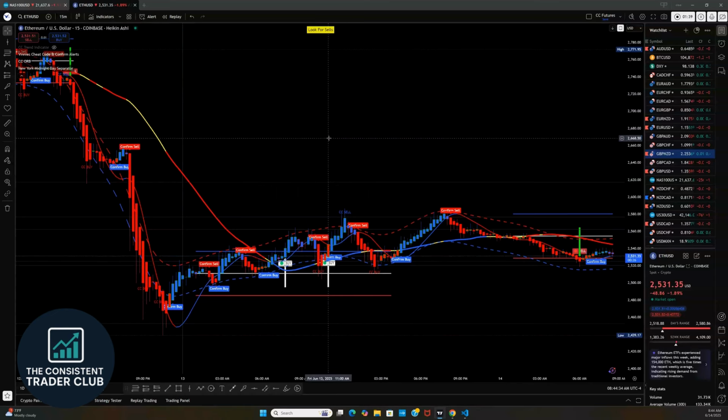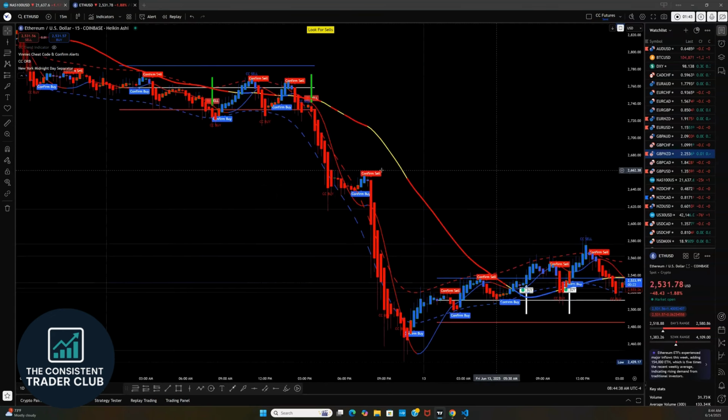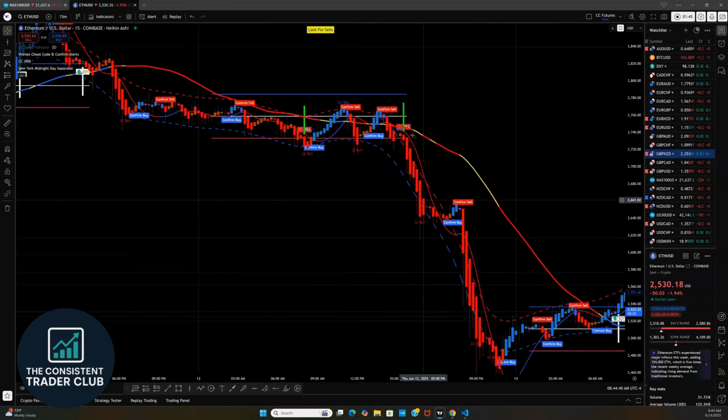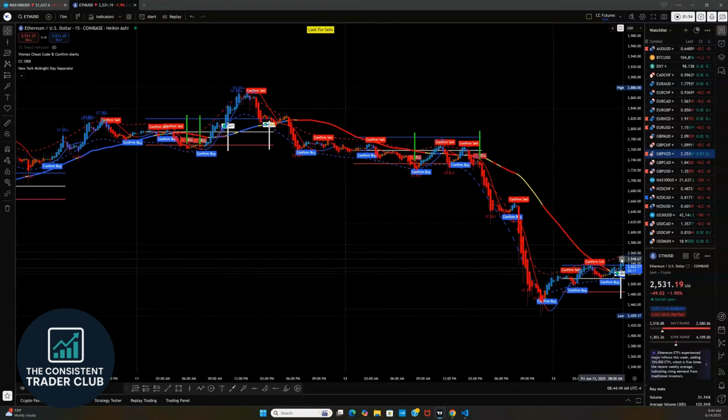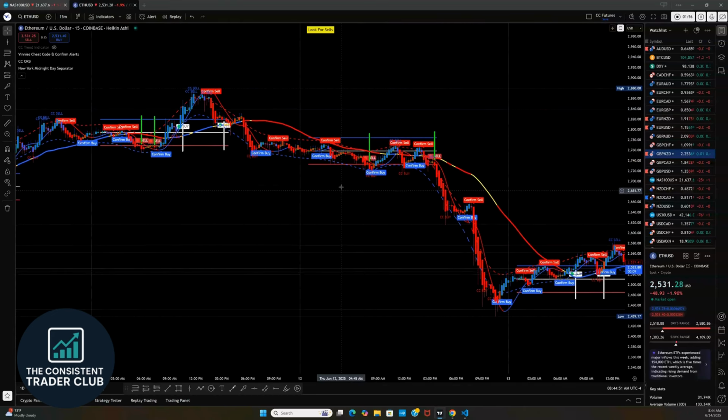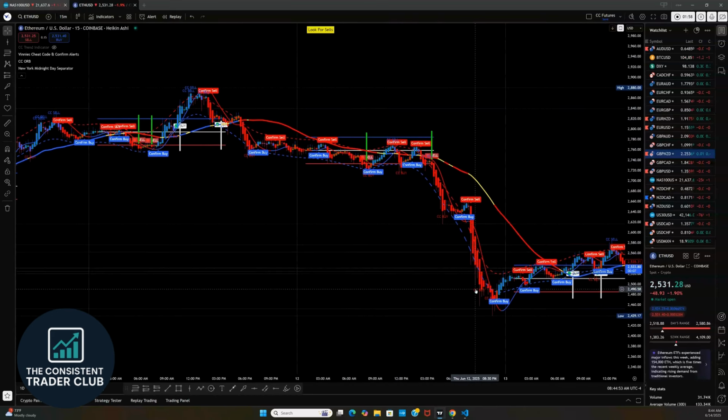All right, guys, this system works for crypto also. So if you trade crypto, you can see that you can take these breakouts using the CC ORB. We're below it. You can see that obviously price is bearish. We're below the 47 moving average. Price broke out to the downside here on Ethereum.